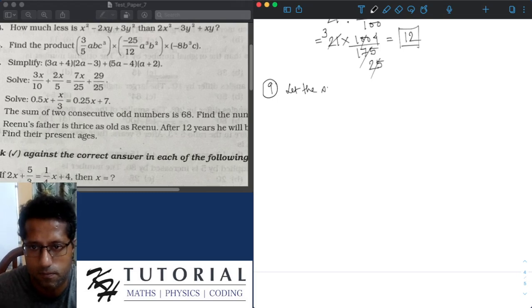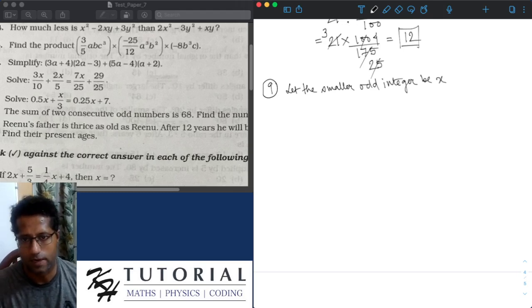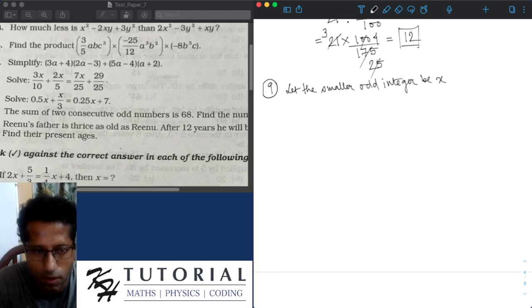So we know that if we let the smaller, that is the first odd integer, be x. For two unknown consecutive numbers, if we know one, then we can easily know the other. If the first consecutive odd number is x, then the second consecutive odd number will be x plus 2. Or if we consider the larger odd number to be x, then the smaller consecutive odd number will be x minus 2.